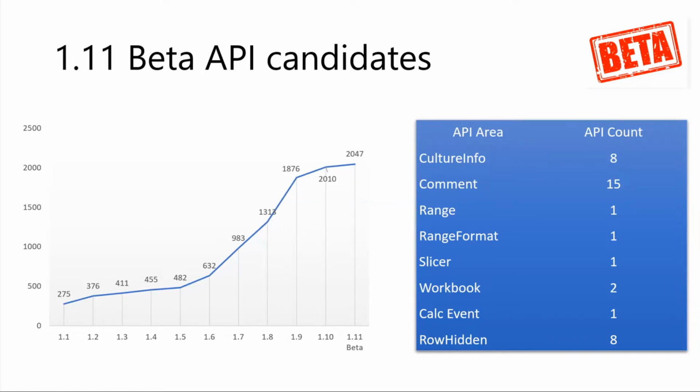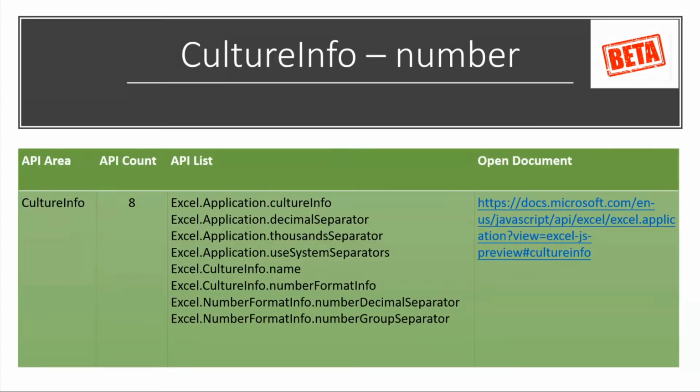We have 8 APIs for cultural info and 15 for comments, range, format, and slicer, as well as workbook and calc events. And also we have the row hidden events as well. So totally there are 37. Okay, so the first one I would like to introduce is the cultural info.